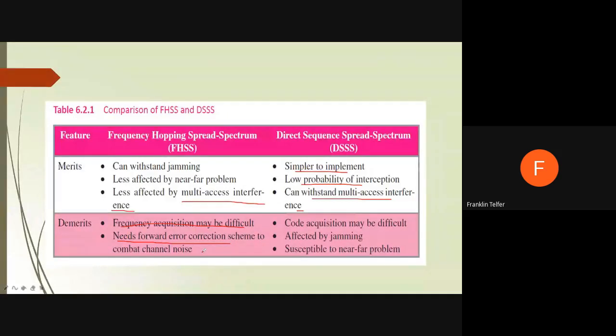There may be noise that occurs, so for that you need to add FEC, that is, a forward error correction scheme, to retrieve back the original data. Also, data sequence code acquisition may be difficult, it is affected by jamming and susceptible to the near-far problem. So the main problems are jamming and the near-far problem. This can be overcome by FHSS.